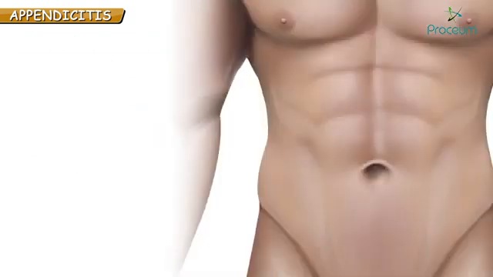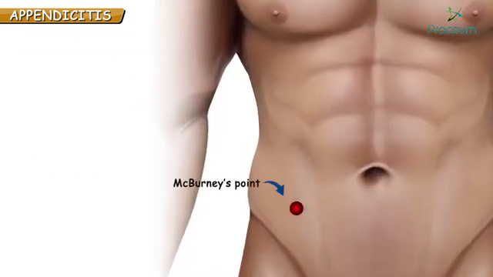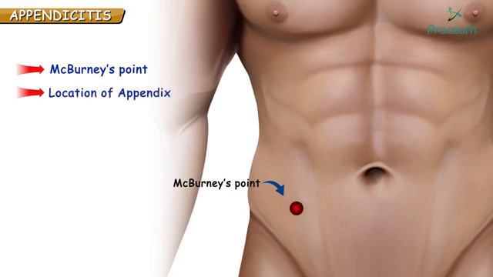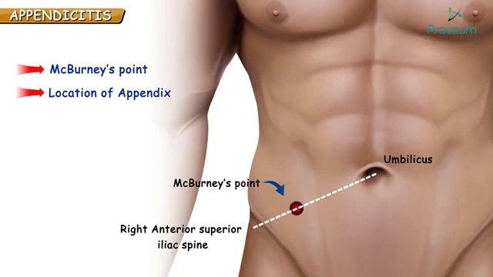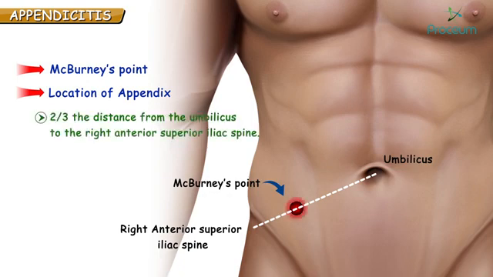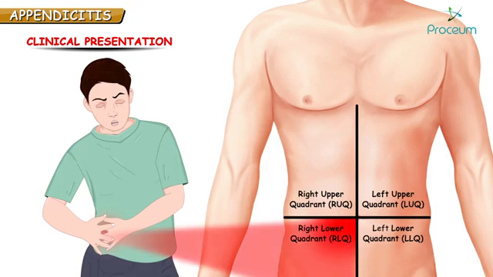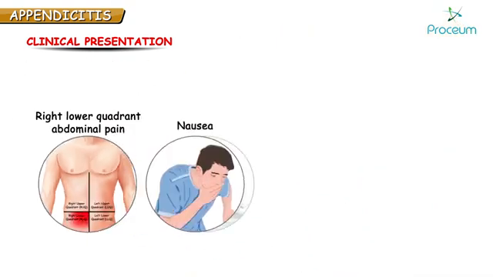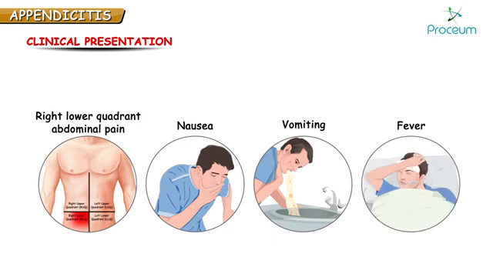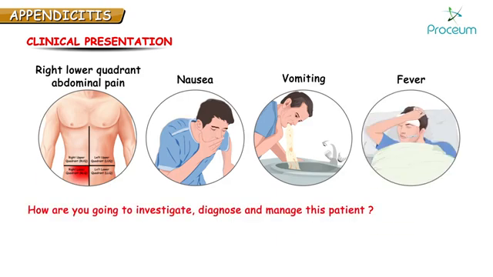Please remember, if the pain is at McBurney's point, it is most likely to be appendicitis. Now what is McBurney's point? McBurney's point is the location of the appendix. To localize McBurney's point, you have to take the distance from the umbilicus to the right anterior superior iliac spine. 2/3 of it from the umbilicus is your McBurney's point. So now a patient is coming to you with right lower quadrant pain along with nausea. The patient may vomit also, or may present with fever also. How are you going to investigate, diagnose and manage this patient?